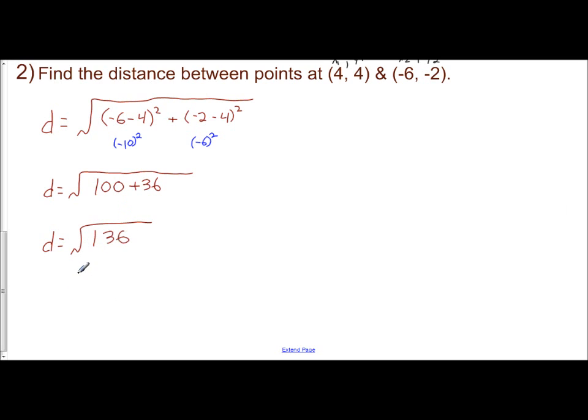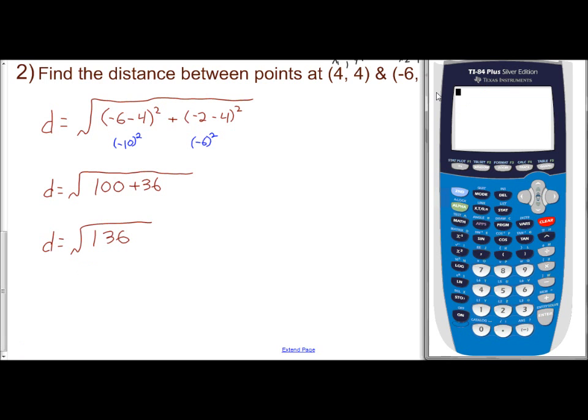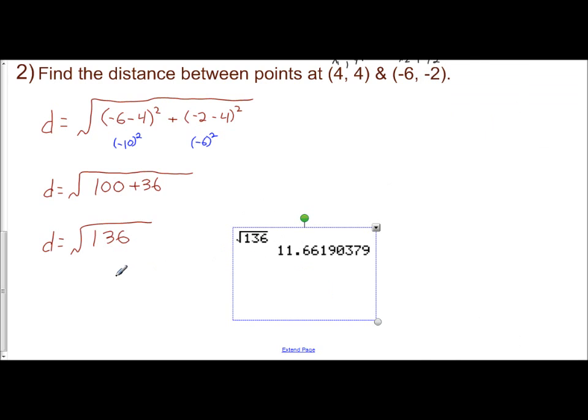And so like before, I go to my calculator, let me clear out what I had before, and type in second square root of 136, enter, and I'm going to get 11.6619, so rounded 2 decimal places, and we get our distance is approximately 11.66. And so that is the distance formula.